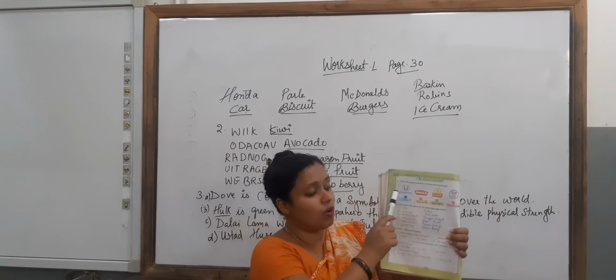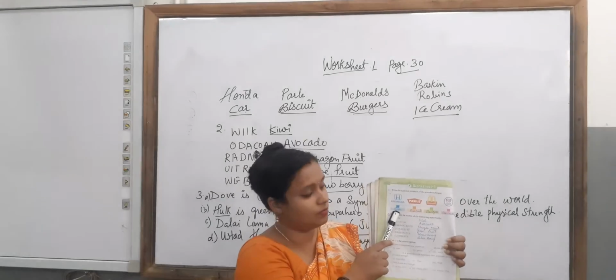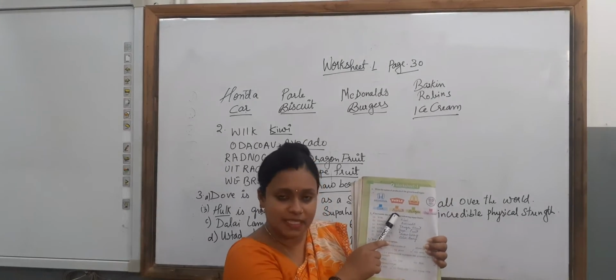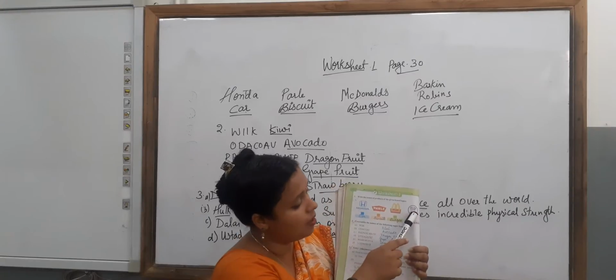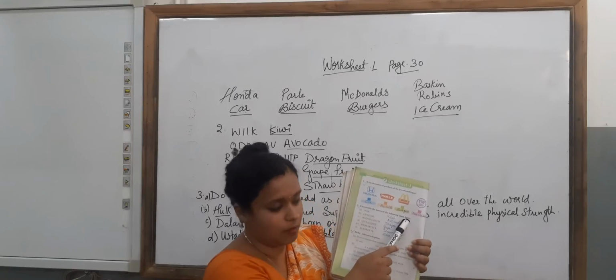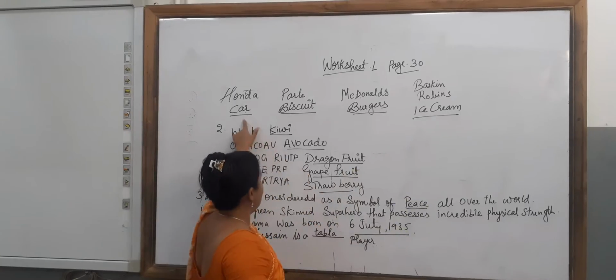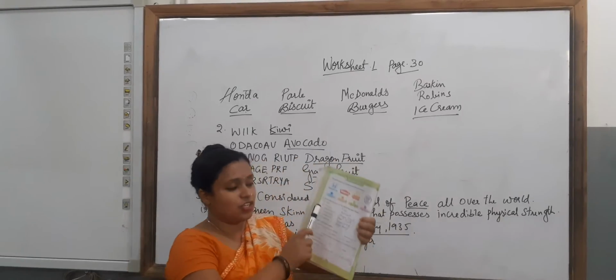Okay, what is the logo of this? Honda. It is a car. Parle-G is a biscuit. McDonald's is a burger. Baskin Robbins is ice cream. Okay, so you write car, biscuit, burger, ice cream. We come to the next one.